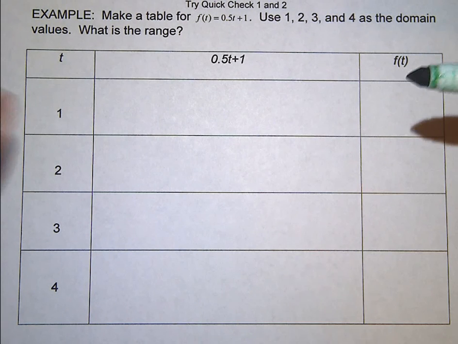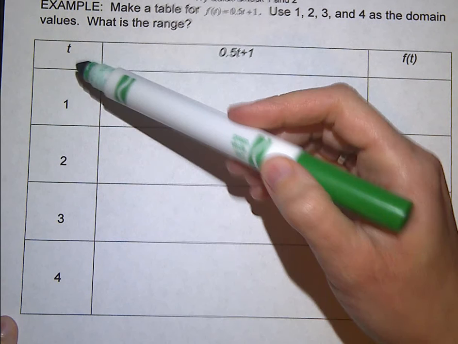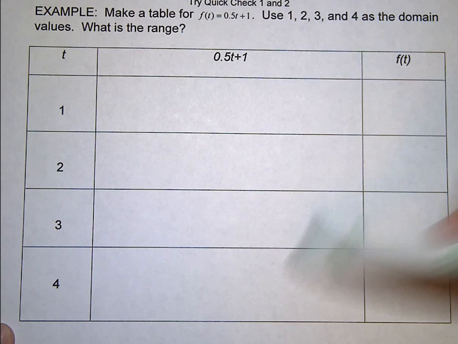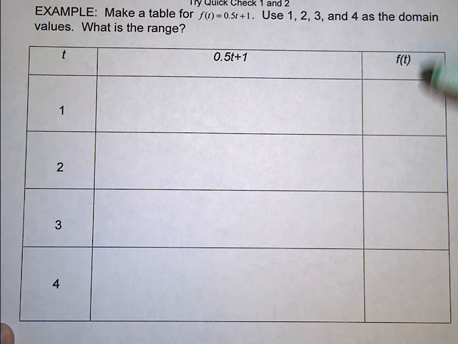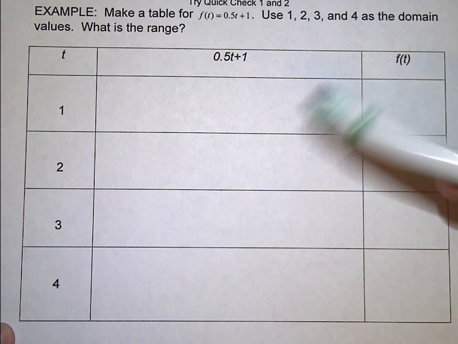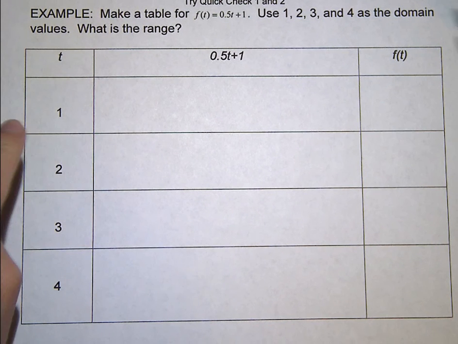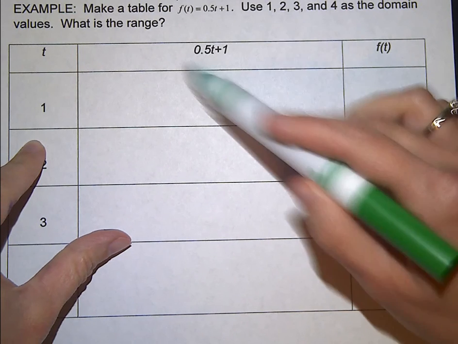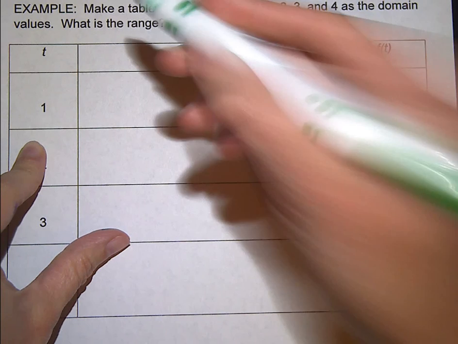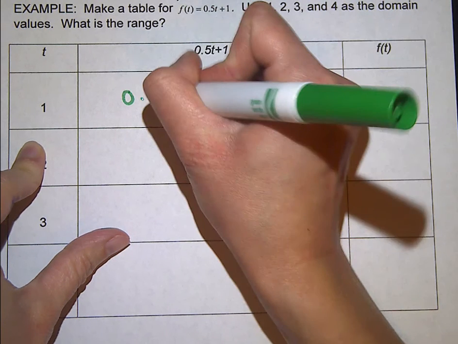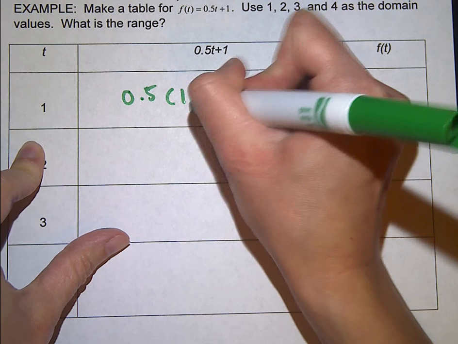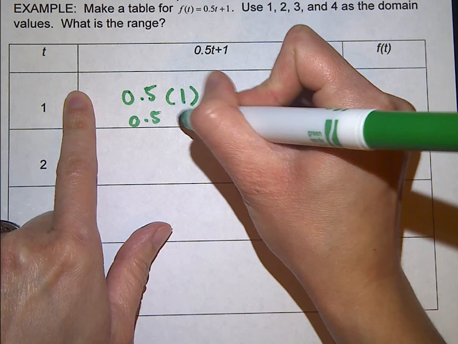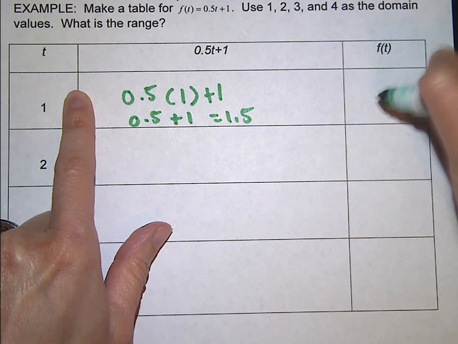So on this table, the way they have this set up is t's right here. That's your domain. Here's where we're going to do all of our work, and over here is f of t, which is our range values. So this is just where we're going to do our work. This is another way of setting this up. So we're evaluating this really at this point. So I'm going to put 1 in because they want us to check what this function is going to give us for the values of 1, 2, 3, and 4. So I'm going to do 0.5 times 1 plus 1. Okay, 0.5 times 1 is 0.5. 0.5 plus 1 is going to be 1.5. So I put 1.5 over here in my table.